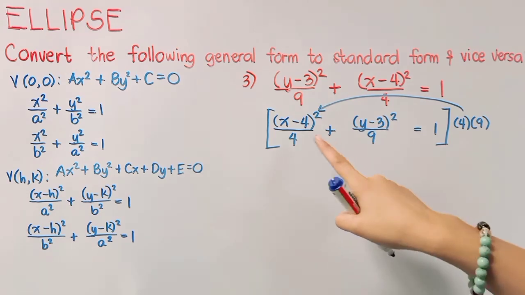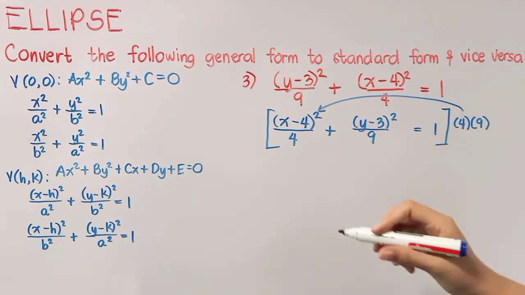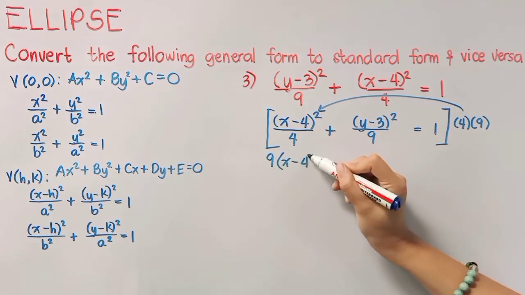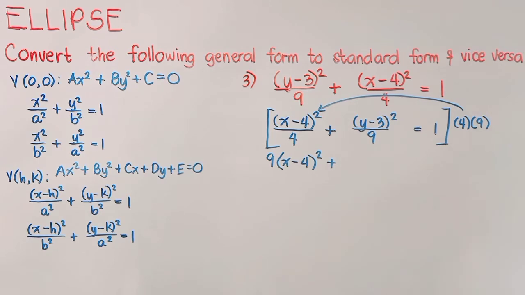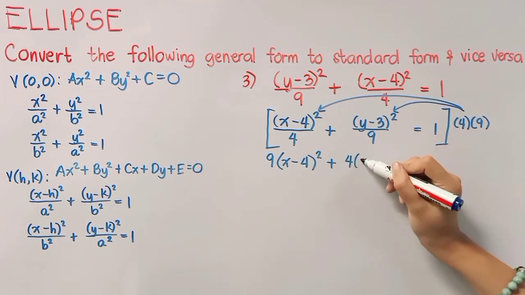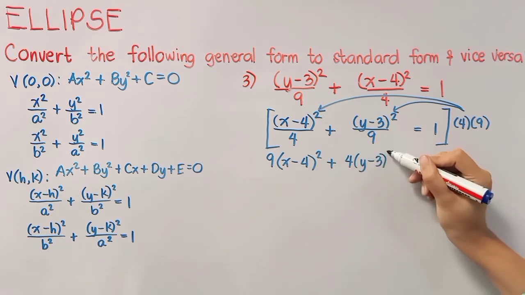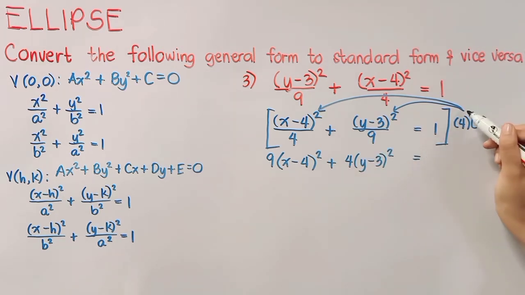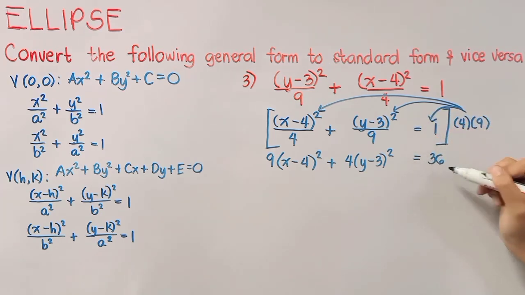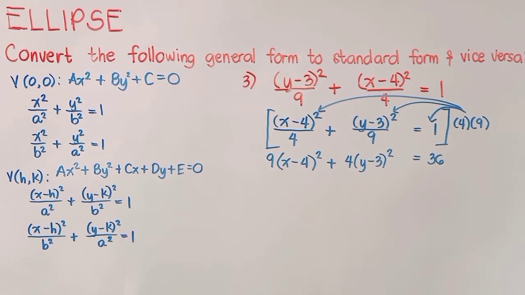Let's start with the first one. Since 4 is common here, we will be canceling it out and we are left with 9. And we'll simply multiply 9 to the numerator. Next is, on the second term, 9 is common here, so we will be canceling it out. What's left is 4 multiplied to the numerator. Lastly, 1 times 4 times 9 is equal to 36. As you can see, there is no more fraction here, and we can now proceed.